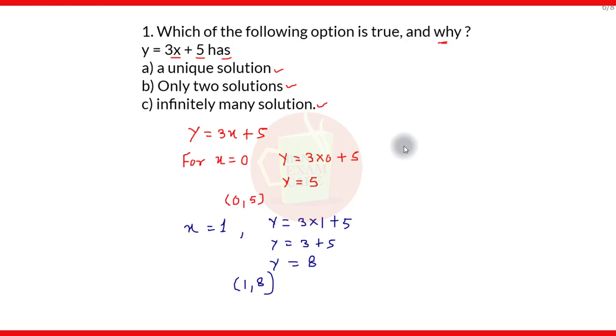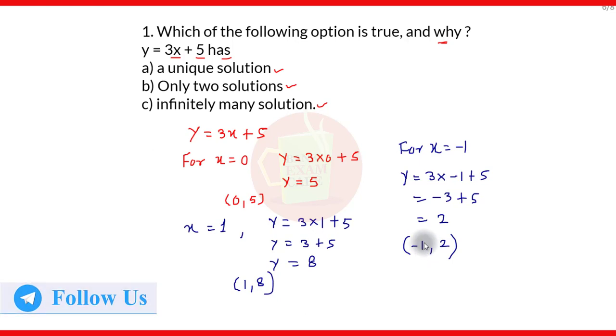In the same way, we can take x is equal to minus 1. So for x is equal to minus 1, y is equal to 3x plus 5. Put the value of x as minus 1, so it will be 3 into minus 1 plus 5, which is minus 3 plus 5, that is equal to 2. So for x equal to minus 1, the value of y will be 2. This is the third set of solution.